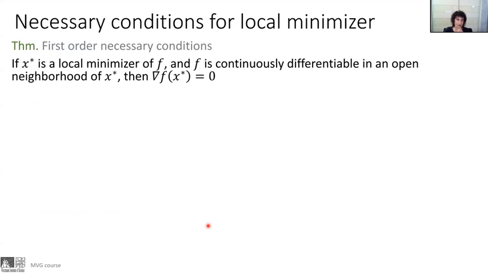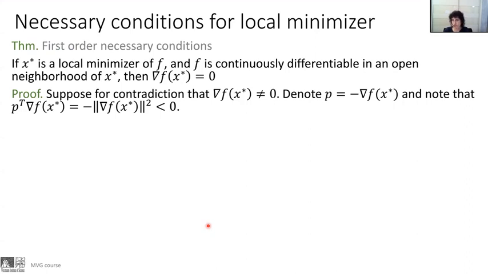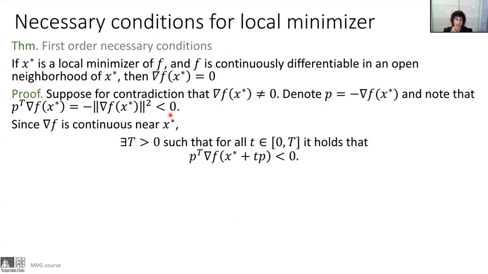Anybody has an idea how to prove that if x star is a local minimizer, then the gradient vanishes? I'll give you a hint. Let's suppose that it does not vanish, okay? And we denote by p minus the gradient of f at x star. Under this assumption, it turns out that p transpose times the gradient of f at x star is actually smaller than zero, okay? But here we assume that f is continuously differentiable. Therefore, since the gradient is continuous near x star, we can assume that there is some interval for which p transpose times the gradient of f at x plus tp is smaller than zero. Due to the continuity, the function behaves like it behaves here, okay?